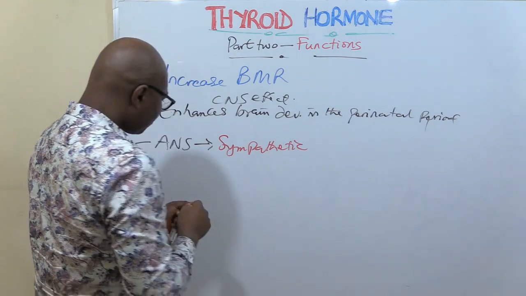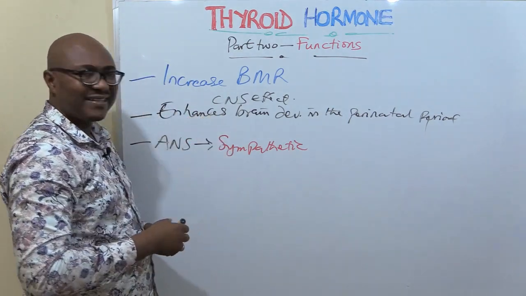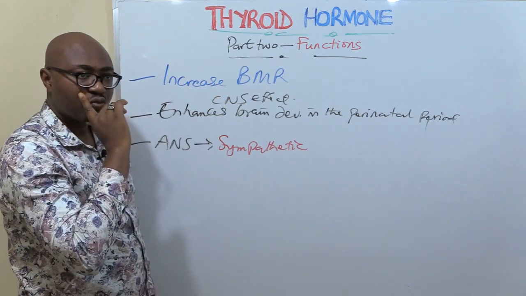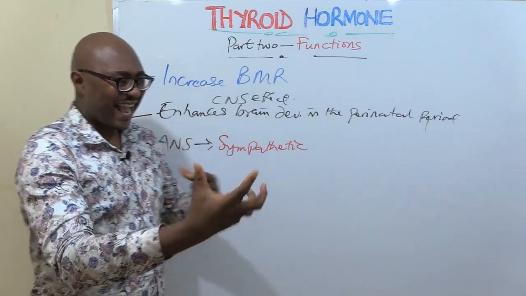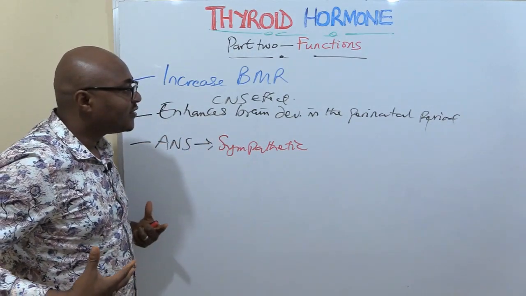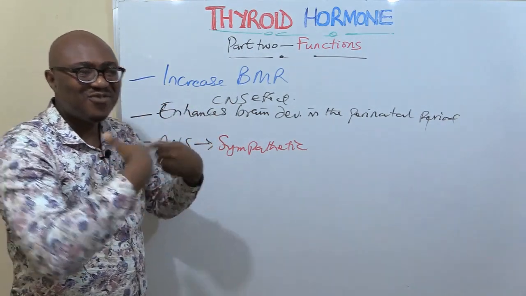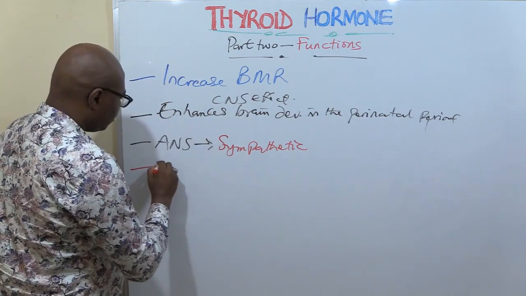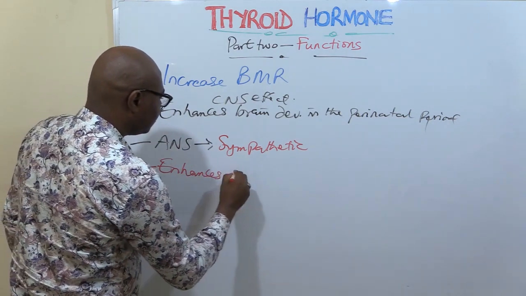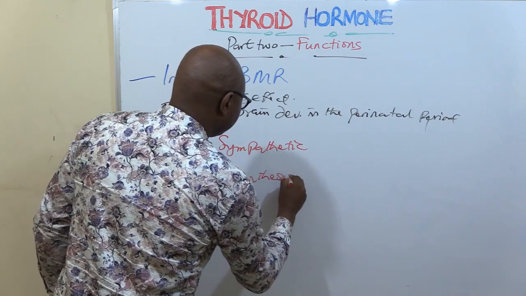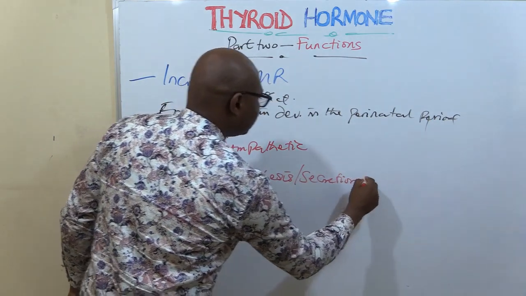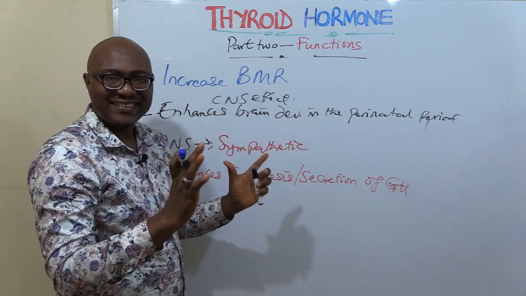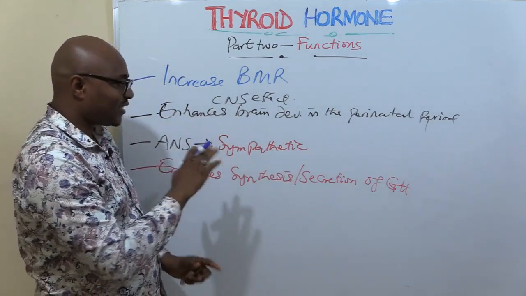Okay, so now another thing we need to talk about is bones, and this has relationship with growth hormone. There's a special relationship thyroid hormone have with growth hormone. They act synergistically. In other words, thyroid hormones are required for the normal synthesis and secretion of growth hormone. Okay, so let's write it here. Enhances synthesis and secretion of growth hormone.